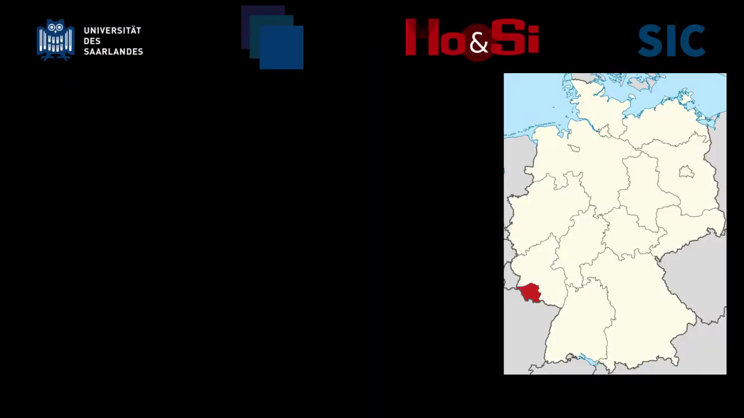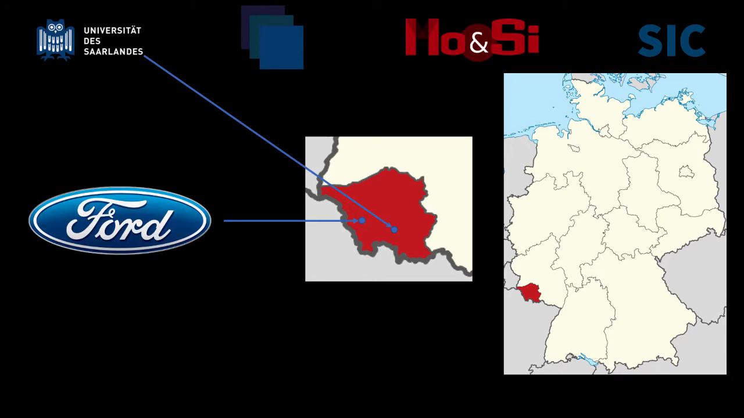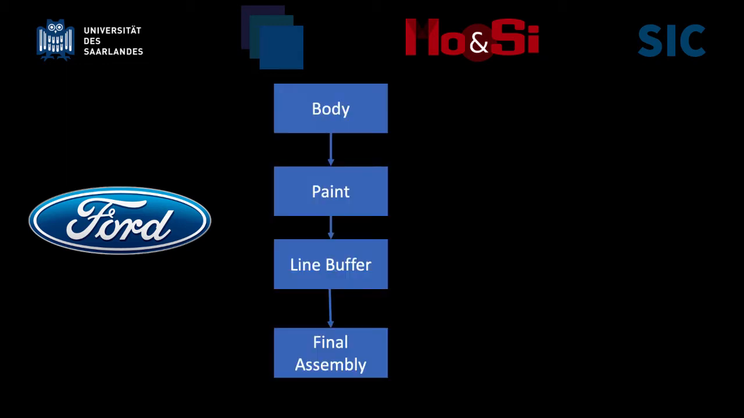We are from Germany, and to be more precise, we are from the Saarland, which is the smallest county in Germany. The Saarland University is placed right here, and quite close to that, roughly here, there is a plant of the Ford Motor Company. In such a plant, usually, the production order is like this. First, the body of the car is created, afterwards it is painted, before it is then brought and stored in a line buffer, and in the last step, in the final assembly, all the pre-produced parts of the car are put together. In the beginning of this process, the optimal production order is determined.